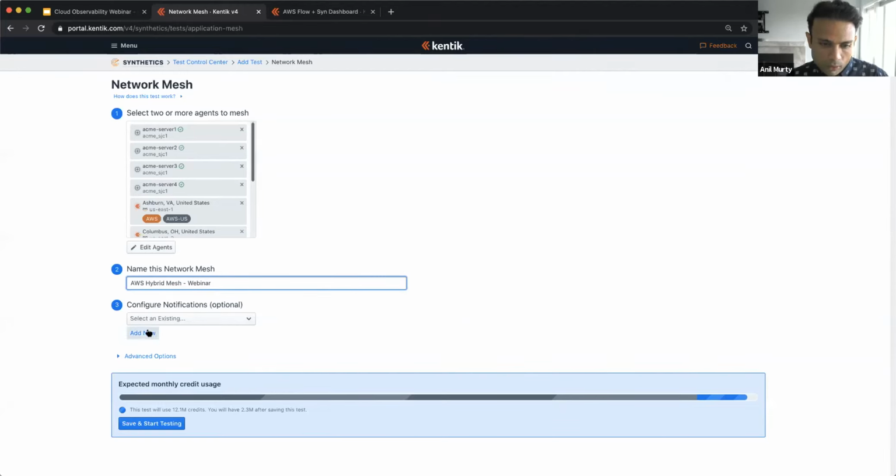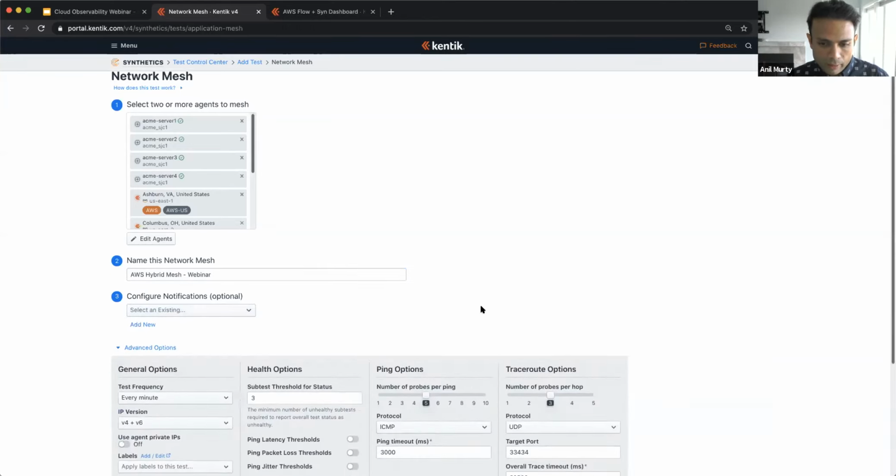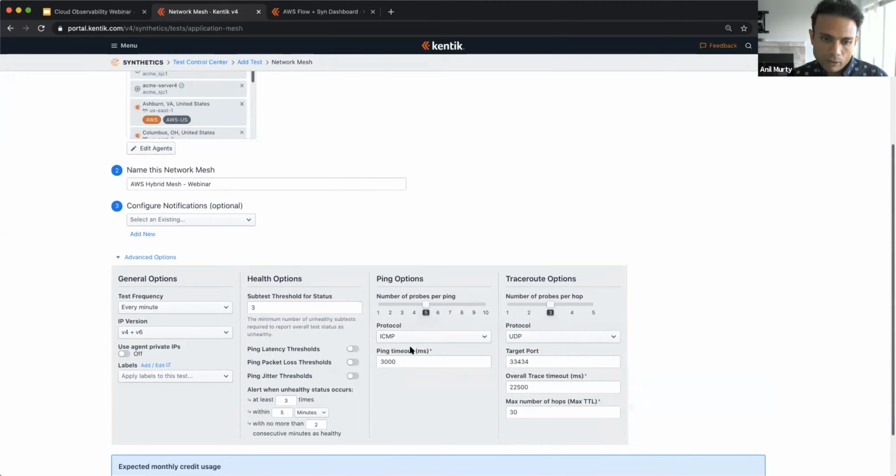I have the option of choosing specific notification channels here. So I can say you can go and email me every time a test fails. And then I have a whole bunch of options that I can configure here. So I can say, I want to test every minute, every 5 minutes, every second if I want to. I can set thresholds for ping and latency. I can decide whether I want to be testing using ICMP or TCP, and so on and so forth.